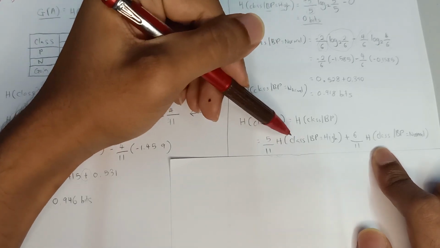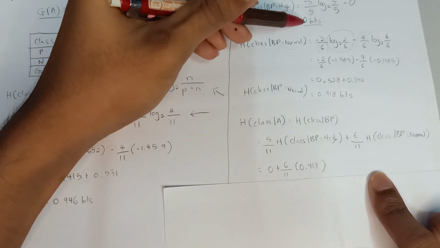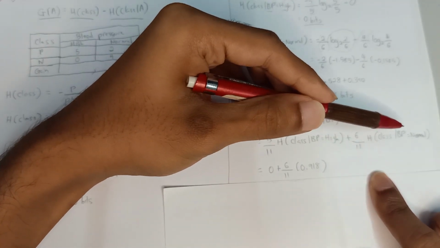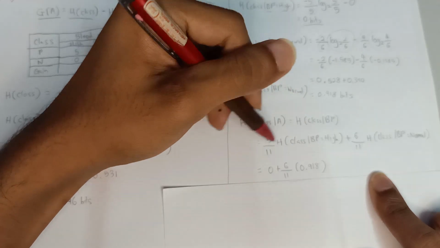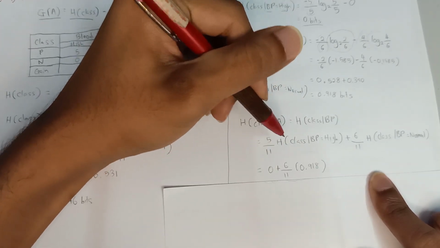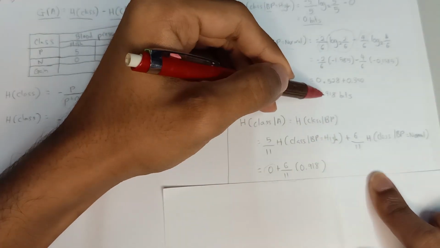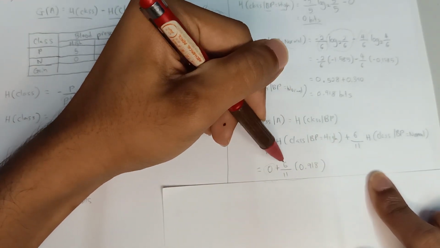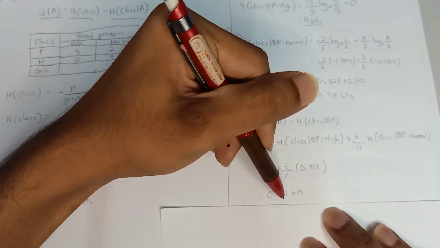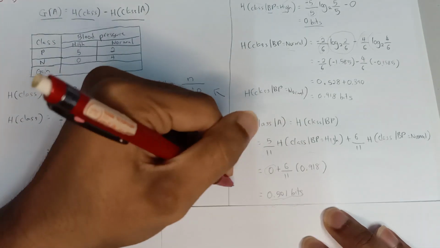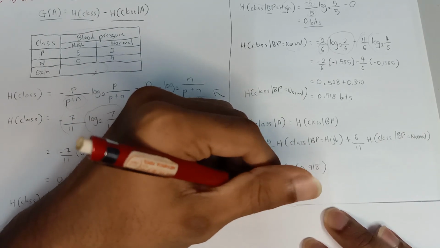Now we are going to throw in the value that we get here before, okay, which is 0, and for the class BP normal we got 0.918. If we throw in, this is what we are going to get: 5/11, we multiply it with 0, we are going to get 0, and when we throw in the 0.918 bits here, 6/11 times by this is the answer. So the H class BP is 0.501 bits.